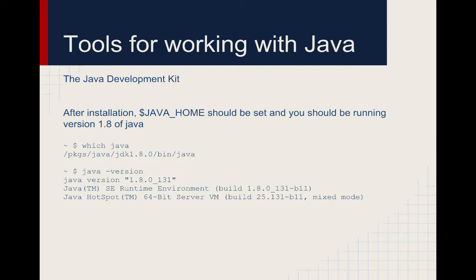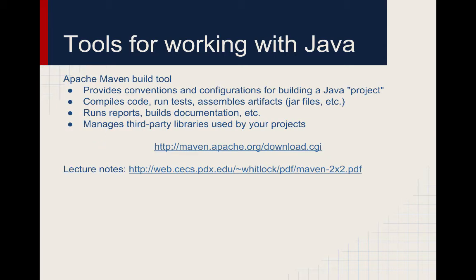Once you've installed the Java Development Kit, you can make sure that it's installed correctly by issuing a couple of commands. If you're on a Unix-based system like Linux or Mac OS, you can do the which java command to make sure that the java command is found in the location that you expect. And you can also run the Java virtual machine, saying java -version. That will tell you which version of Java is being run. These two examples here come from the CS department's Linux machines, linux.cs.pdx.edu.